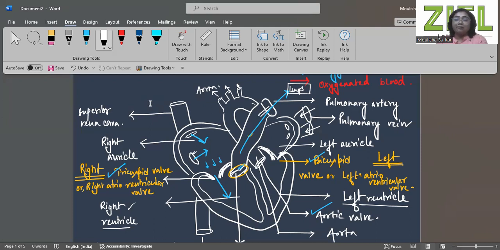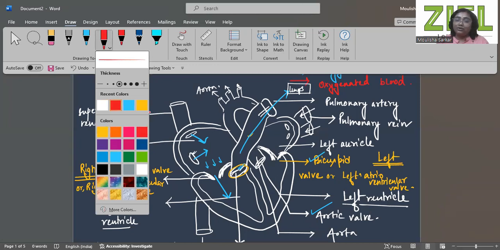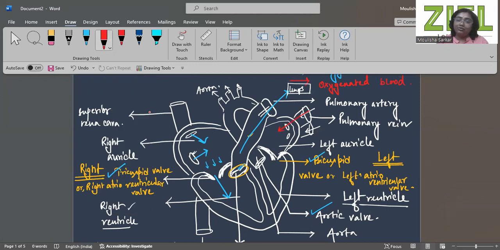Okay, now let's come to the left side of the heart. The pulmonary artery and pulmonary vein are the connection between the heart and lungs. So from the heart, through the pulmonary artery, the deoxygenated blood is going to the lungs, and through the pulmonary vein, the oxygenated blood is coming into the heart. So these are the two pulmonary veins through which the oxygenated blood will enter.